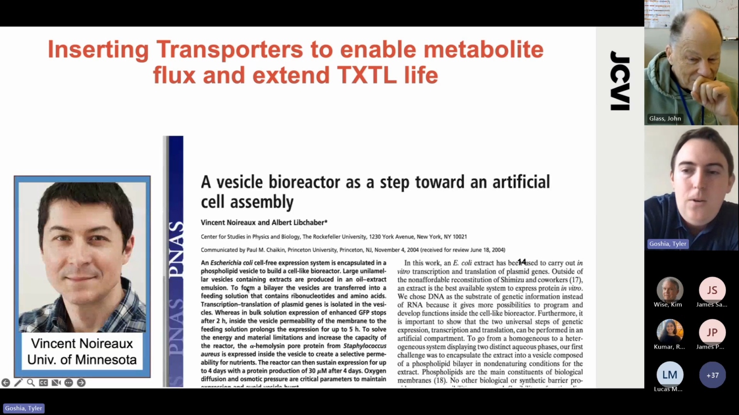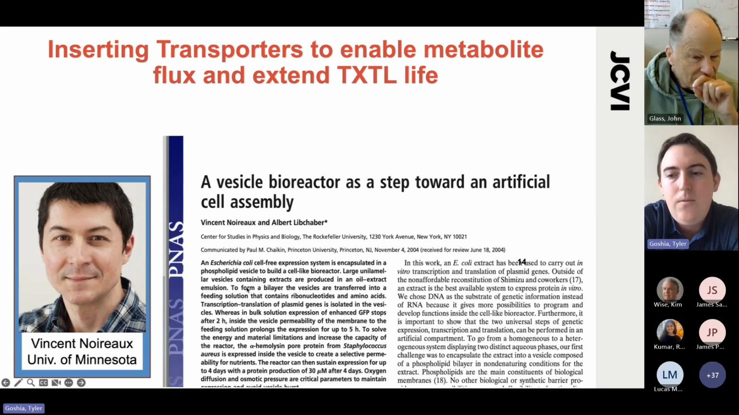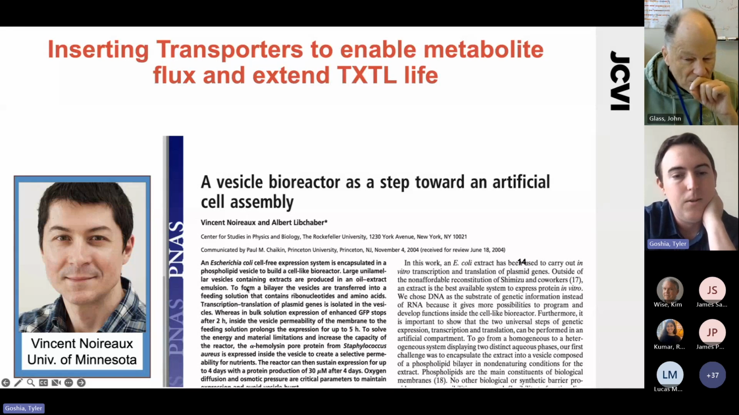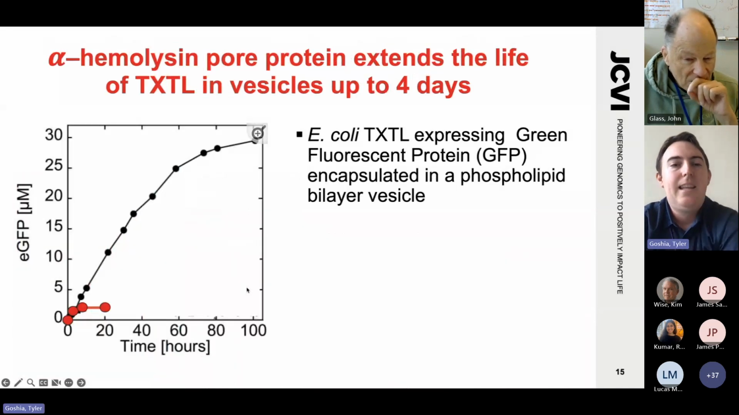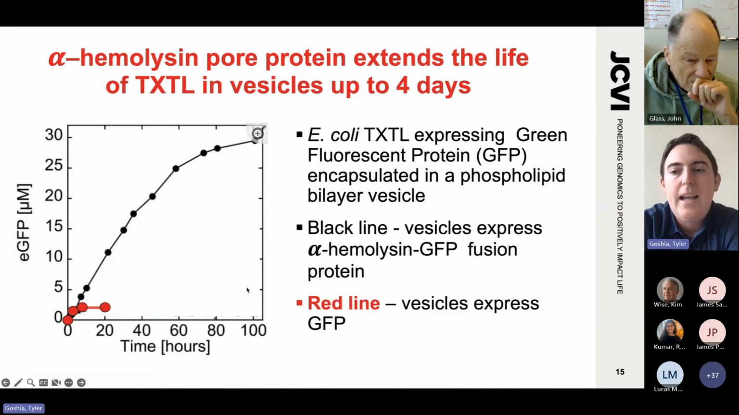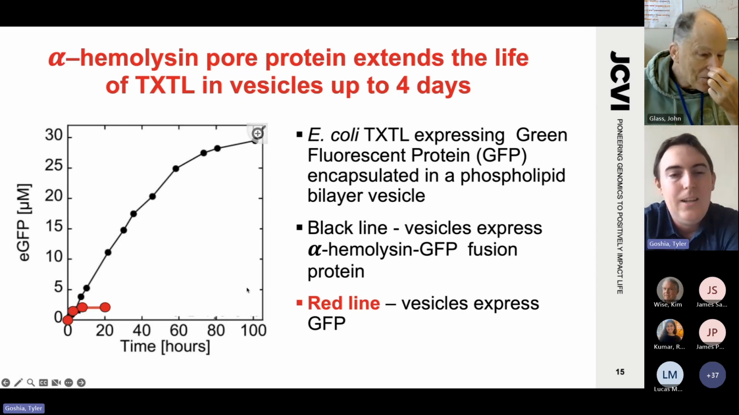And in 2004, Vincent Nero demonstrated how one could solve this energy and material limitation problem and increase the capacity of a TXTL in a vesicle system by including the alpha hemolysin pore protein from Staph aureus to create selective permeability for nutrients. And compared to a bulk reaction expression life of 2 hours, and 5 hours after putting it in a vesicle that has some intrinsic permeability, adding this pore protein allowed for sustained and elevated expression for up to 4 days, with a protein production of 30 micromolar.